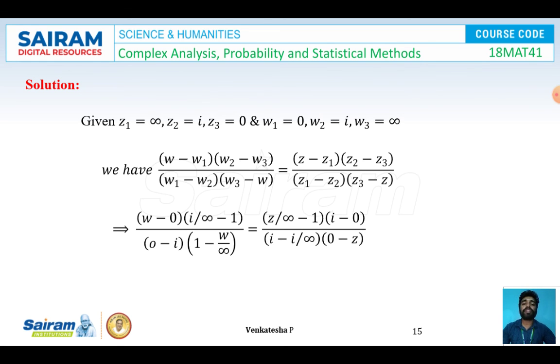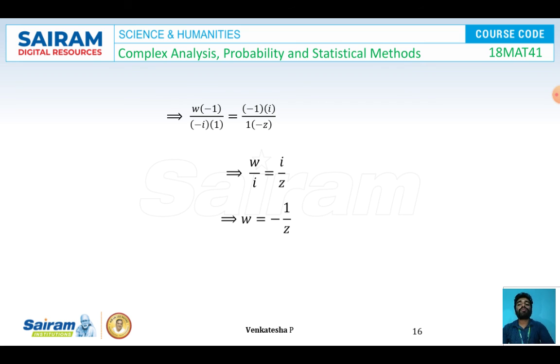Now after simplifying this, we got the equation (w minus 1) divided by minus i into 1 is equal to minus 1 into i divided by 1 minus z. So it will become w by i is equal to i by z. So taking i to RHS, I got w is equal to i square by z and we know i square is minus 1. We got w is equal to minus 1 by z.